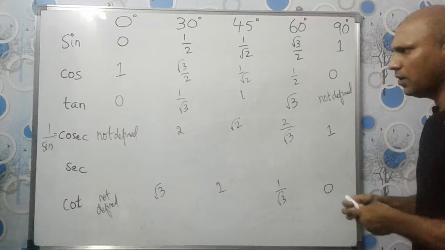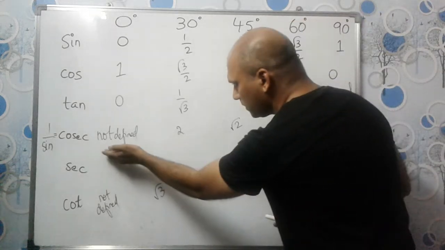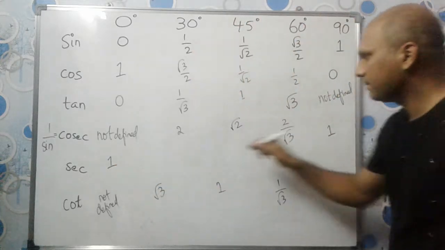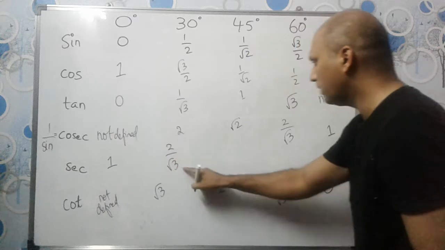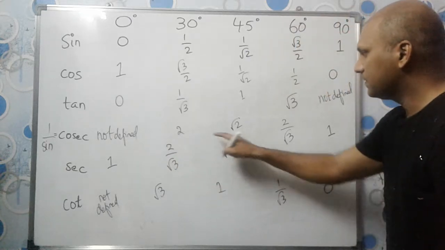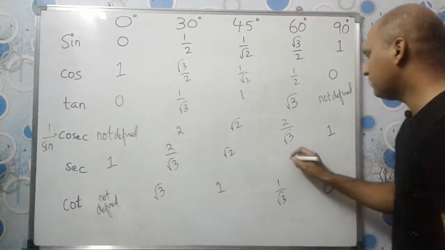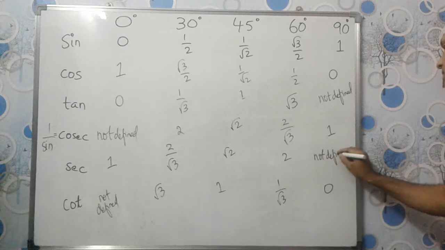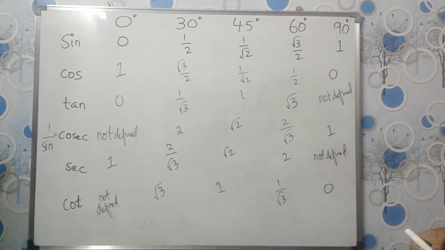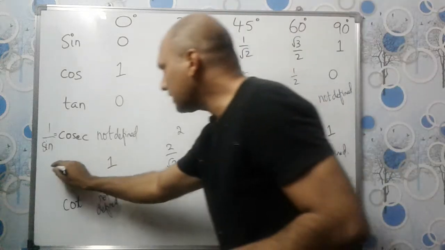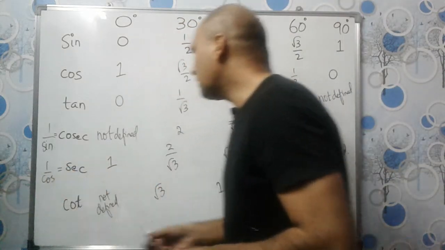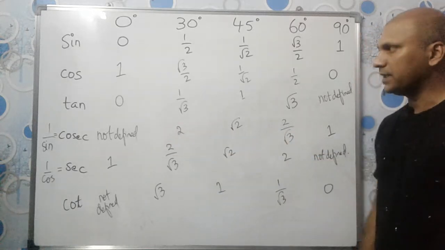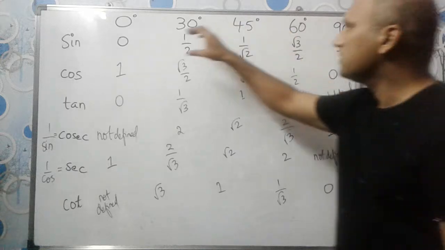Okay, reciprocal we can write, or we can write the reverse values of this cosecant. It is one and the same. So this is 1, this is 2 by root 3, this is root 2, and we have 2 and then not defined. You can either write this as 1 by cos or the reverse values of cosecant. So everything depends on the first line.